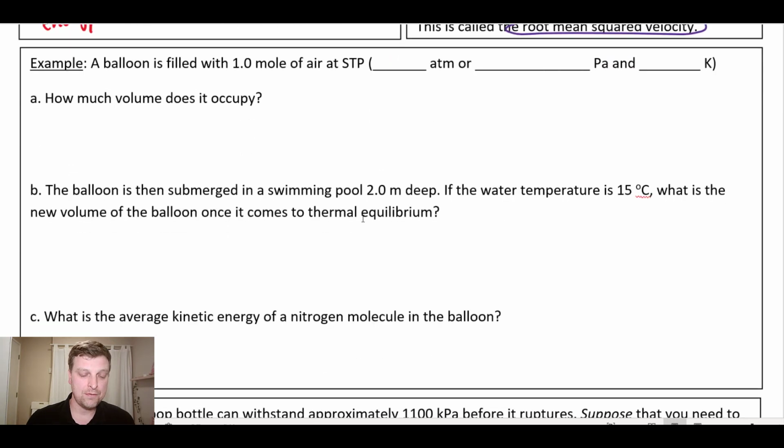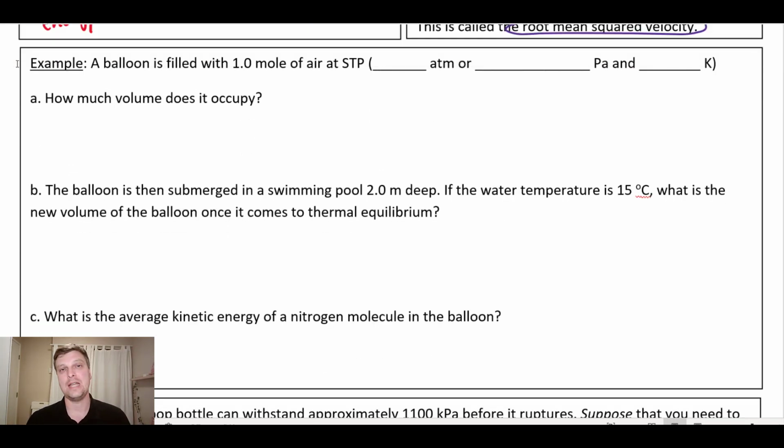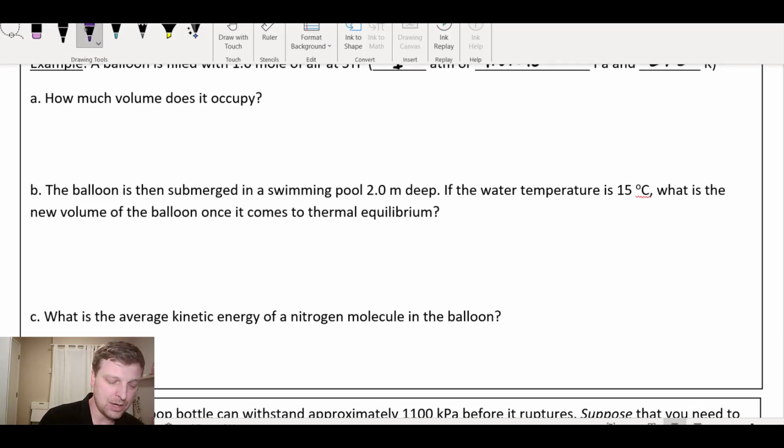We've got a balloon filled with 1 mole of air at STP. Now, STP is something called standard temperature and pressure. Standard temperature and pressure is defined as being at exactly 1 atmosphere, and 1 atmosphere is just regular air pressure, which is 1.01 times 10 to the 5 pascals. And it's also defined at a temperature of 0 Celsius, which is the same as 273 or thereabouts Kelvin. So how much volume will this gas occupy?